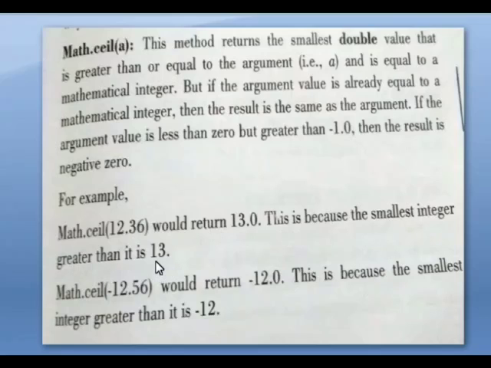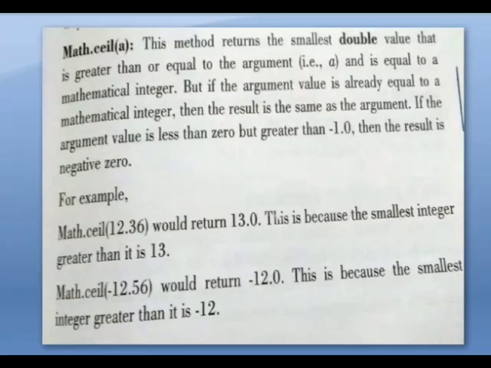If it is a negative number, it will not take the next value. Okay, whether the number after the point is 5 or 7 or 9 or 3, whatever it may be, it will take only the value before the point. So Math.ceil of minus 12.56 would return minus 12.0. This is because the smallest integer greater than it is minus 12.